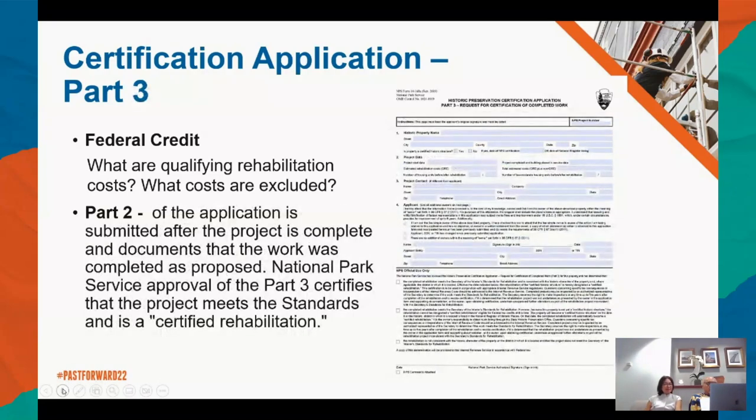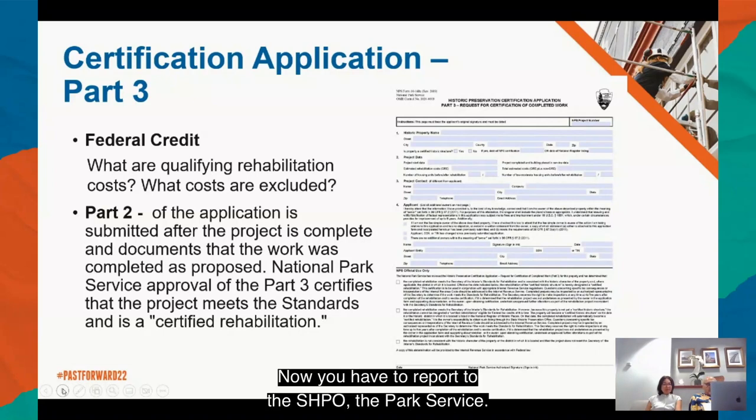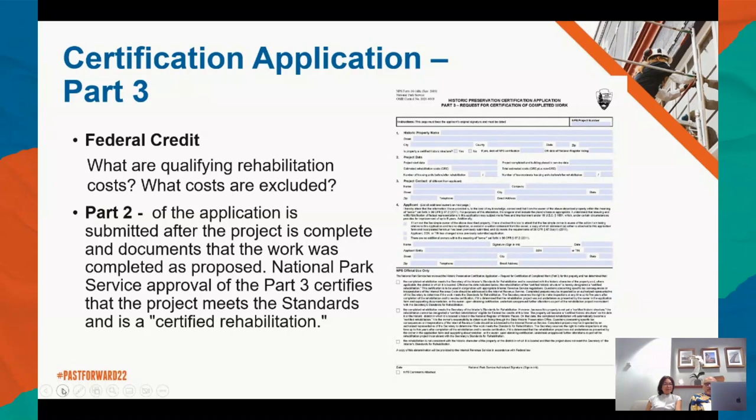Okay, so then the final step in the process is you've done your project. Now you have to report to the SHPO, the Park Service, that here's what we did. In essence, we said we were going to do a certain thing, we're going to do it a certain way, and here's our documentation to prove we did it.